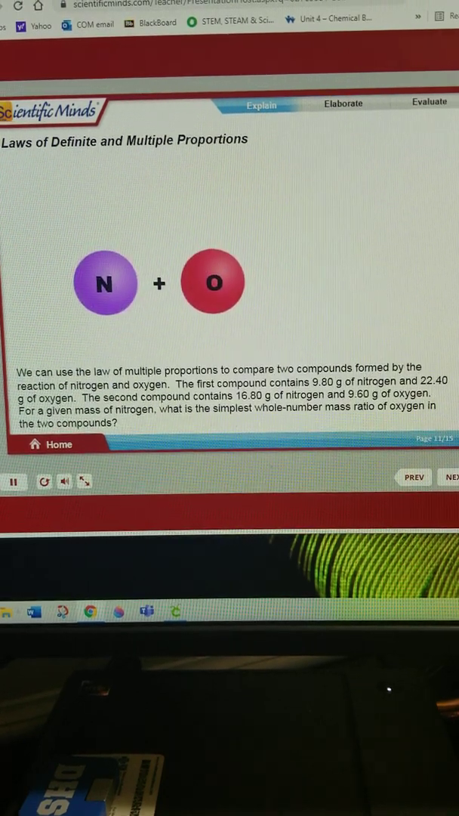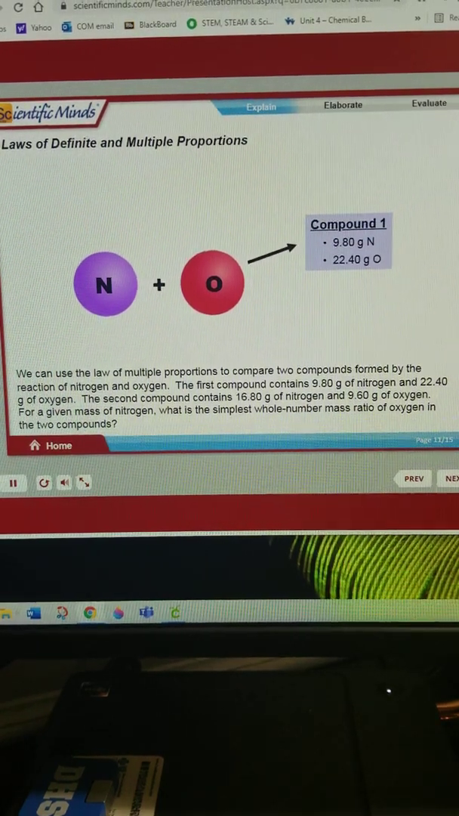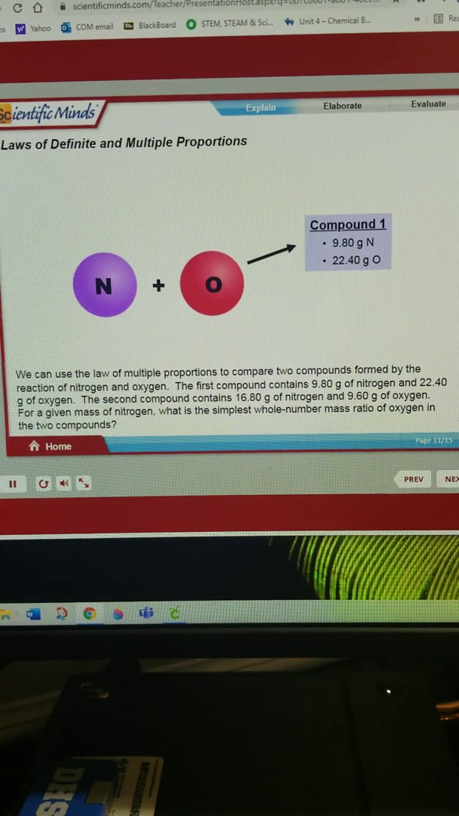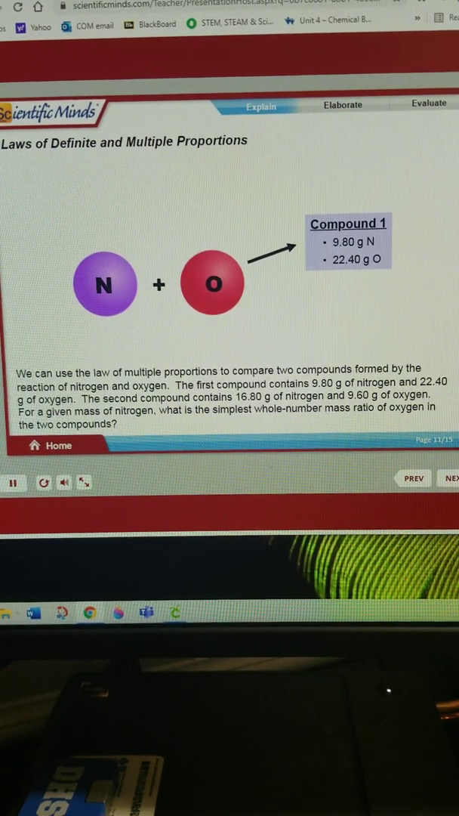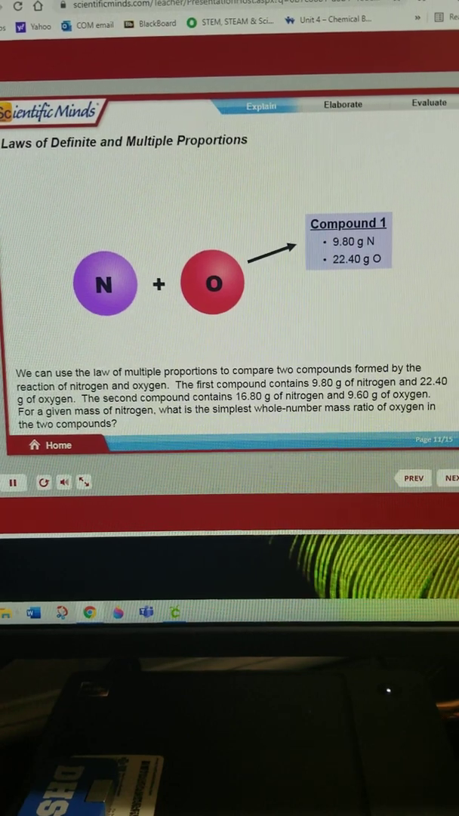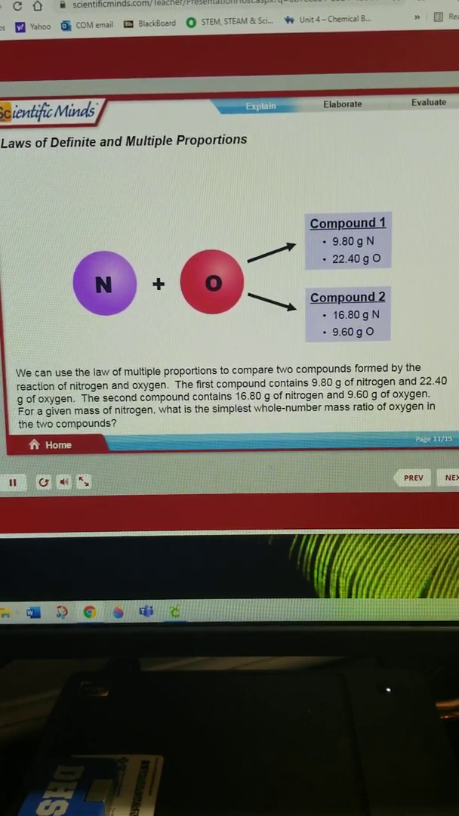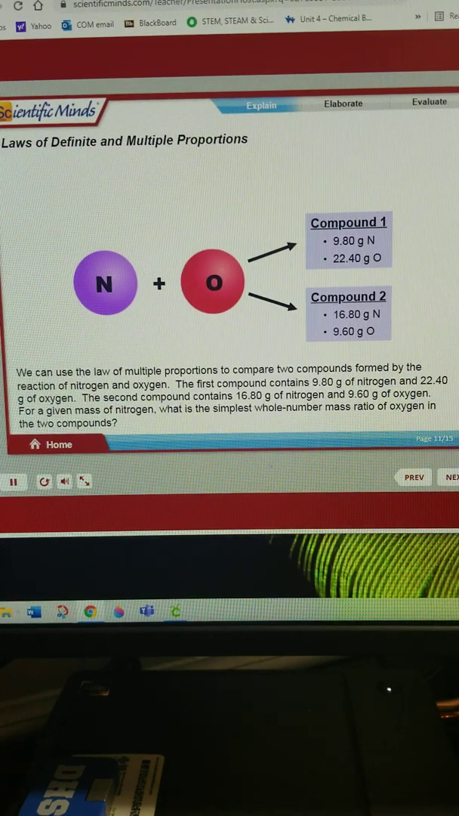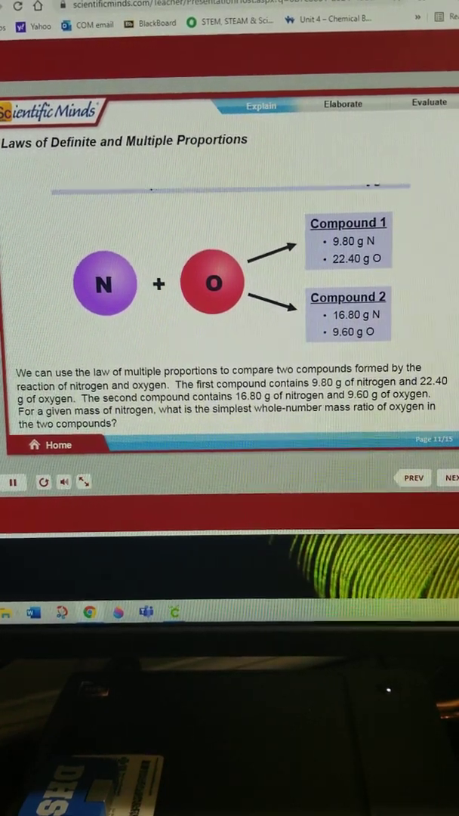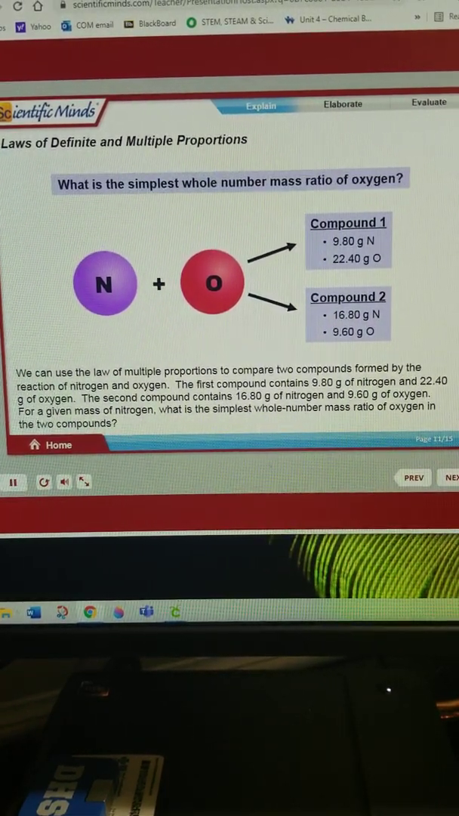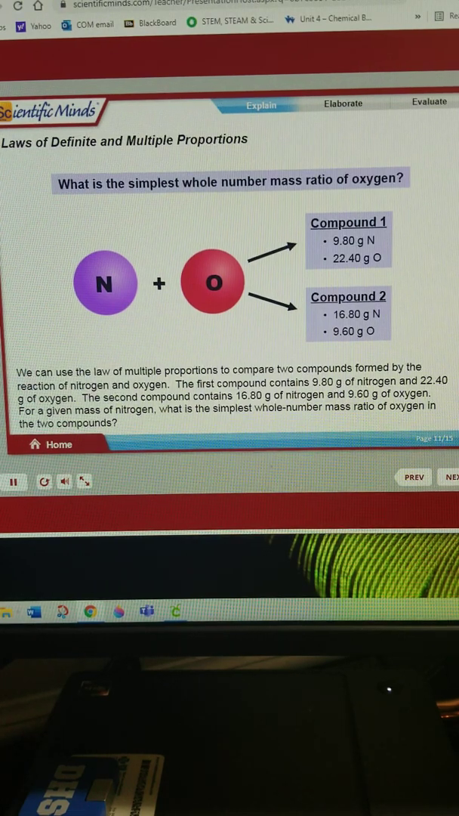We can use the law of multiple proportions to compare 2 compounds formed by the reaction of nitrogen and oxygen. The first compound contains 9.80 grams of nitrogen and 22.40 grams of oxygen. The second compound contains 16.80 grams of nitrogen and 9.60 grams of oxygen. For a given mass of nitrogen, what is the simplest whole number mass ratio of oxygen in the 2 compounds?